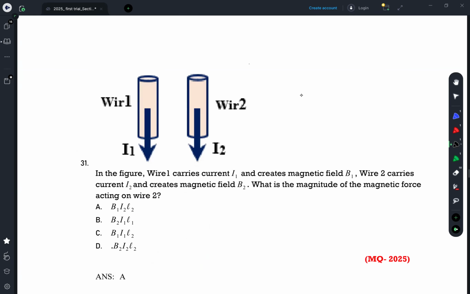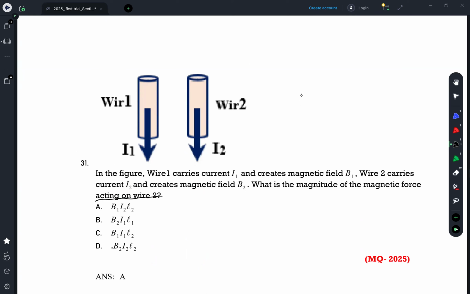In the figure, wire 1 carries the electric current I1 and creates a magnetic field B1. Wire 2 carries the electric current I2 and creates a magnetic field B2. What is the magnitude of the magnetic force acting on wire 2? This question is from the book, and we set it in the classroom. Each wire uses the other's magnetic field.